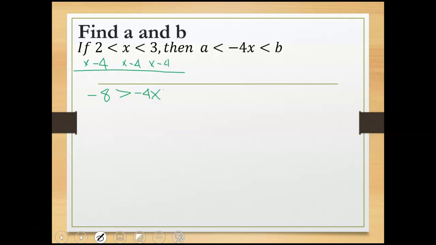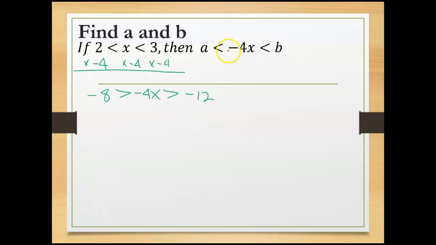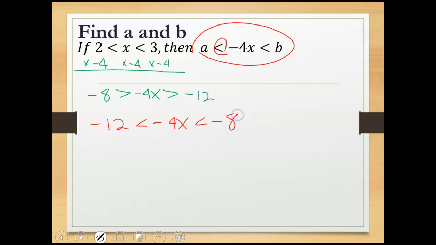-4x. The inequality is going to change. So 3 times that is -12. And so we have achieved the goal, but then we have to make it look like this. So we change the inequality sign. We're going to write -12 first, less than -4x, which is less than -8. And we can try solving this inequality, see if we get this result. So A equals -12 and B equals -8.